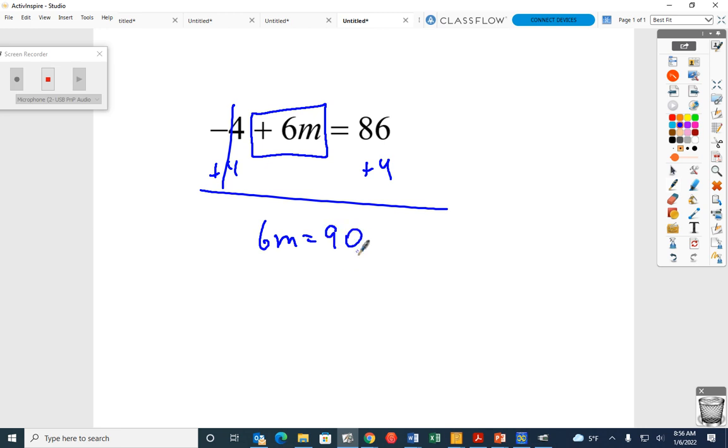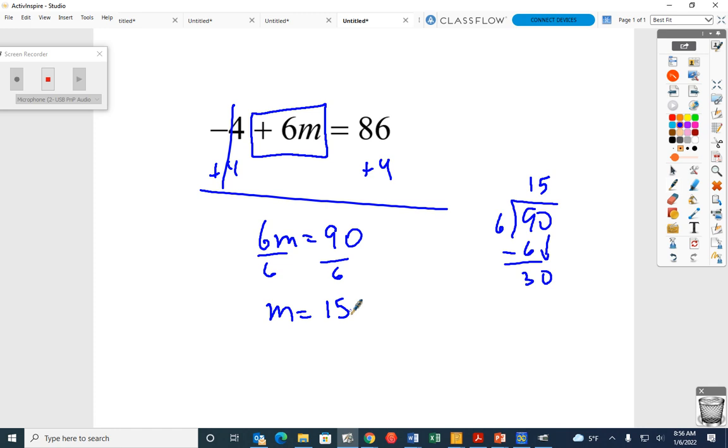90. Okay. What do I do, Jose? You divide, or cancel out the 6, you do division, and then you have 90. Divide both sides by 6. Okay. 90 divided by 6. How many 6s go into 9? 1. Bring down my 0. How many 6s go into 30? 5. So what does m equal?